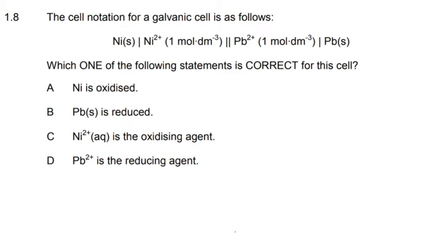Right, now moving on to November 2017, and we're now looking at question 1.8. It says the cell notation of a galvanic cell, important, galvanic cell, is given as follows. Now you are given the cell notation, which means you still need to understand what is happening. This side is the anode, and then you have your salt bridge, and then what's happening on this side is the cathode.